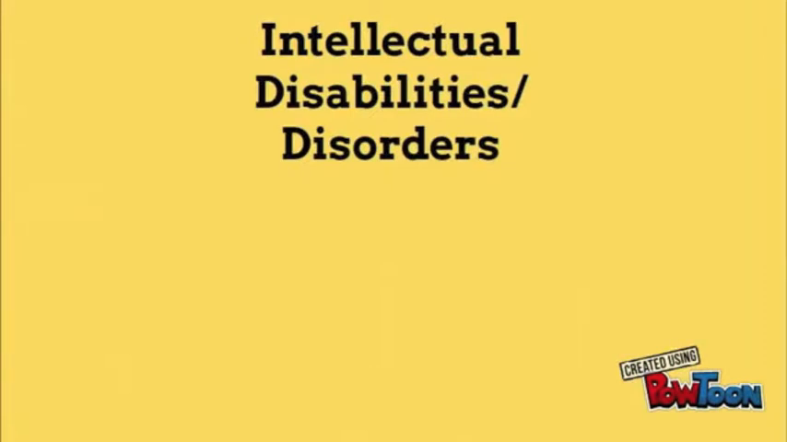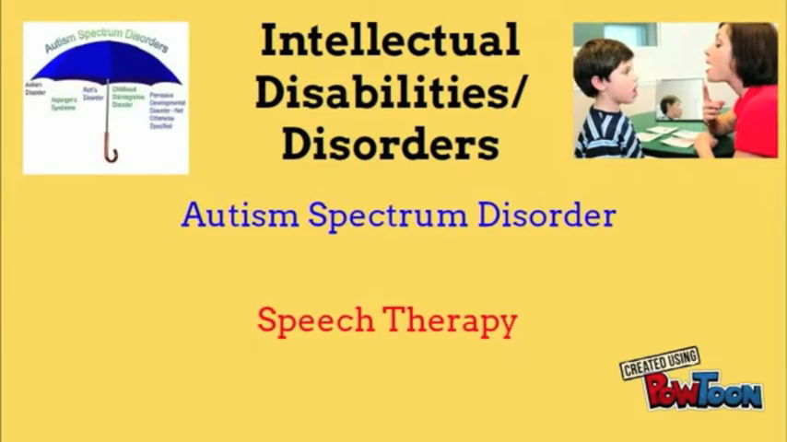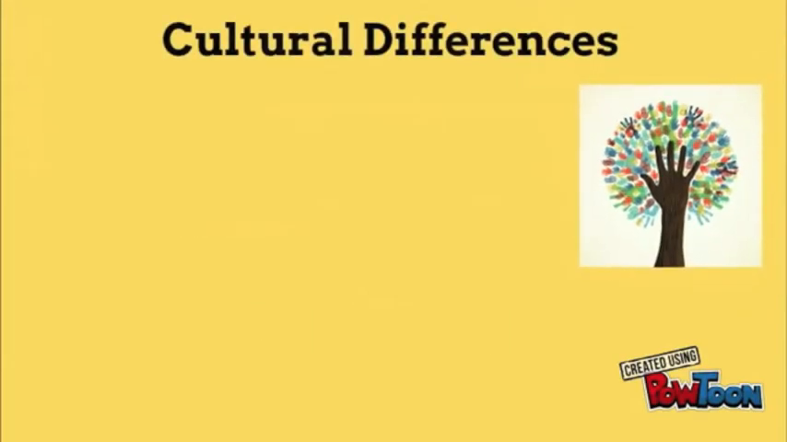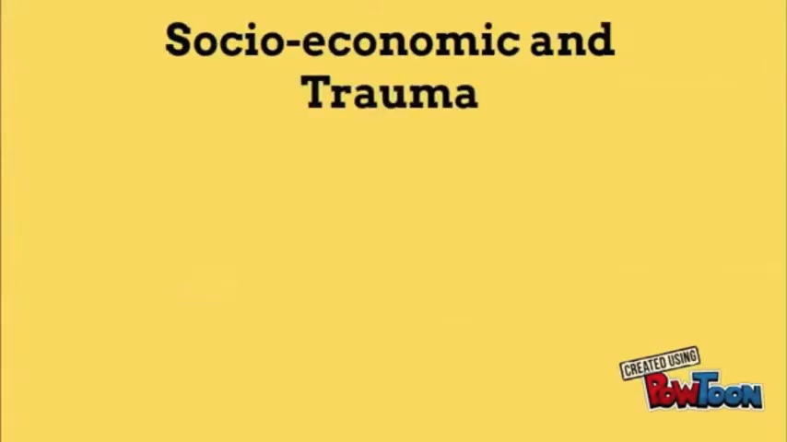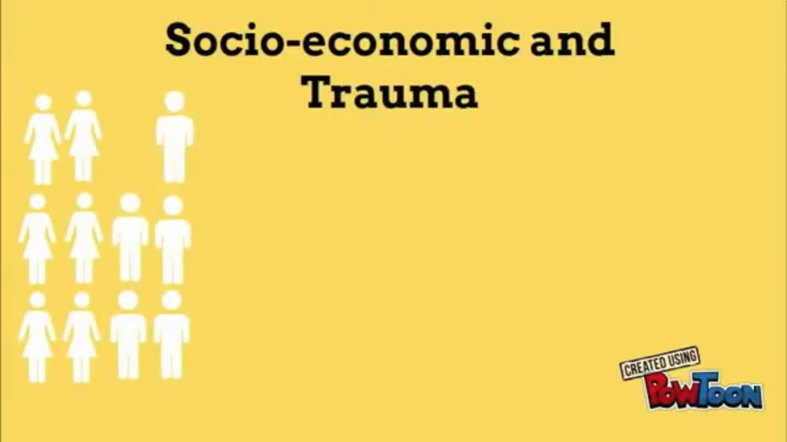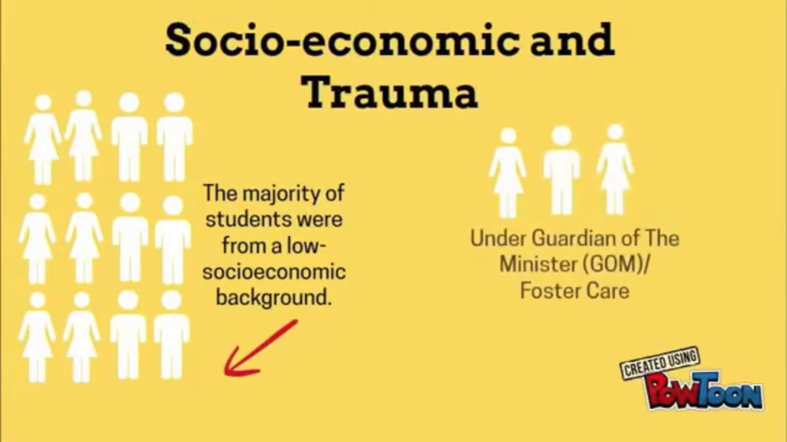These included intellectual disabilities or disorders. I had one student in my class with autism spectrum disorder, and I also had 2 students undergoing speech therapy at school. Cultural differences. I had multiple Indigenous students within my class. I also had one student with English as a second language. As a Category 2 school, the majority of the students came from a low socioeconomic background. As a result of this, there were also numerous students who came from a traumatic background and 3 children who were under guardianship of the minister or in foster care.